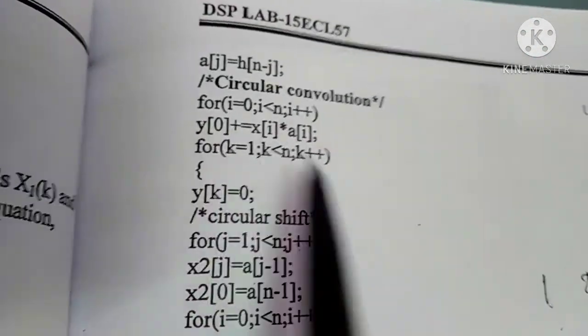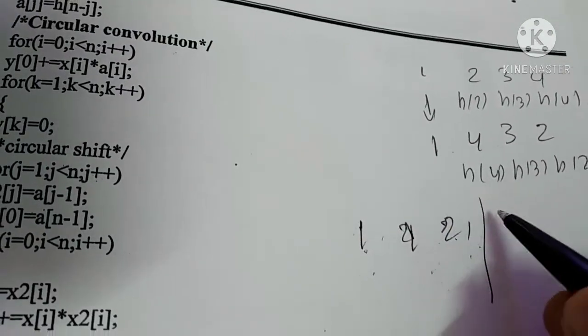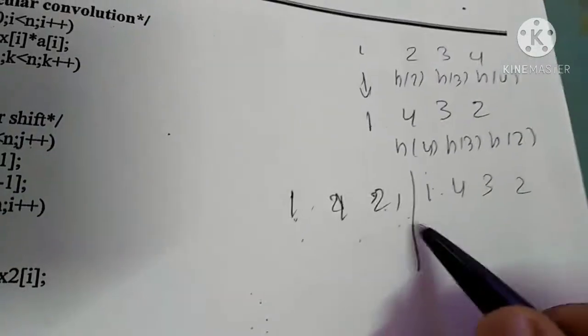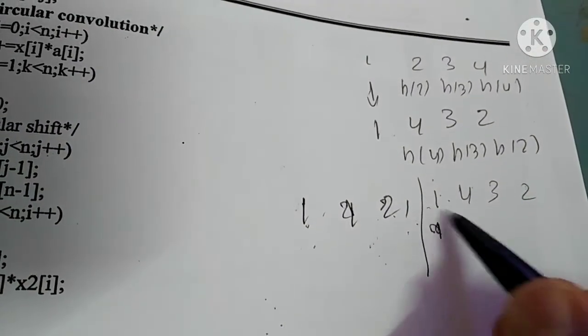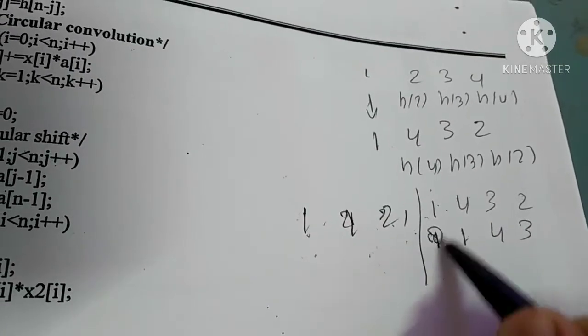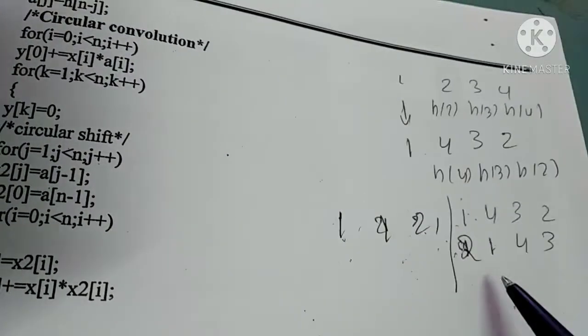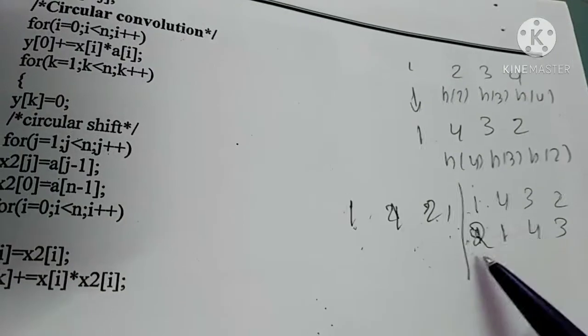Okay, for example 1, 2, 1 is the first sequence, and these values I multiply with 1, 4, 3, 2 and add. After multiplying and adding, we will get the first value, that is y of 0. In order to get the second value, what we have to do? The first value should be kept as it is, 1, and the rest should be shifted: 4, 3, then 2. Like this I have to shift up to however many values I want, for example 3 places.